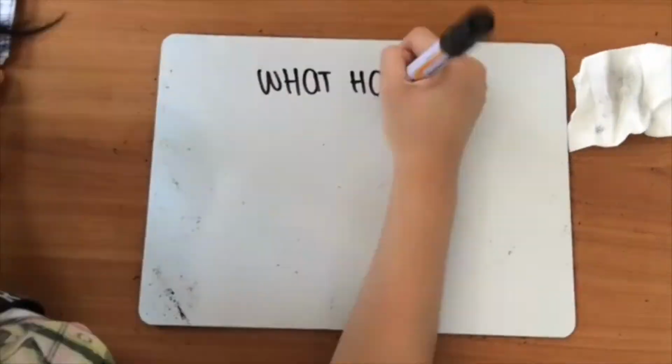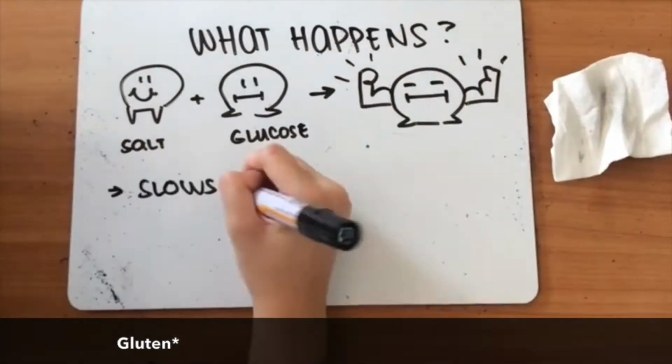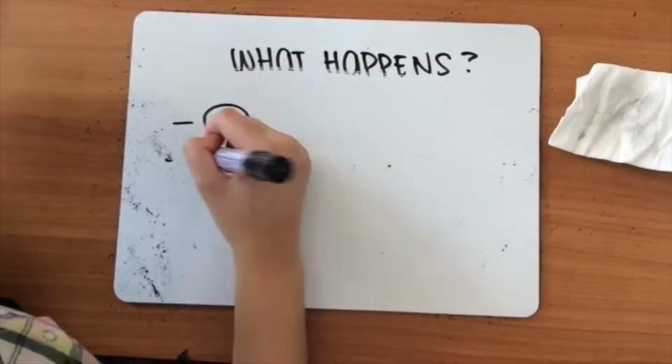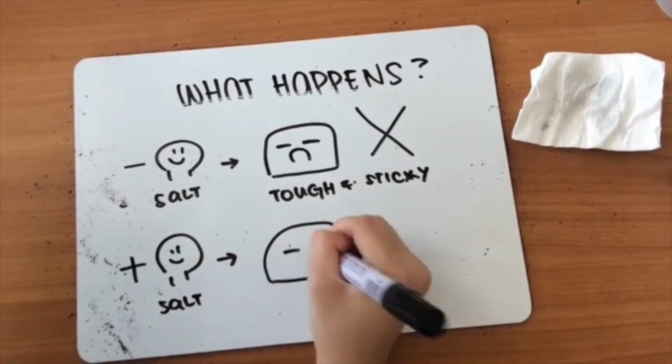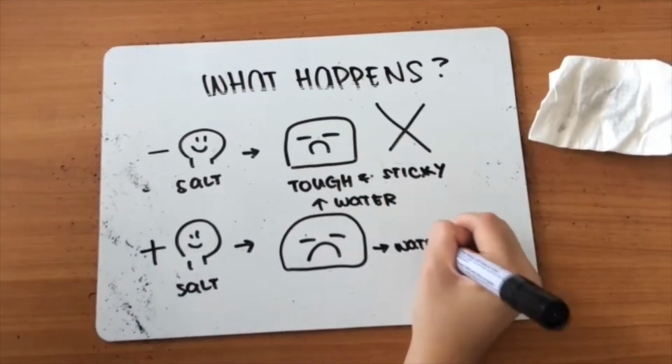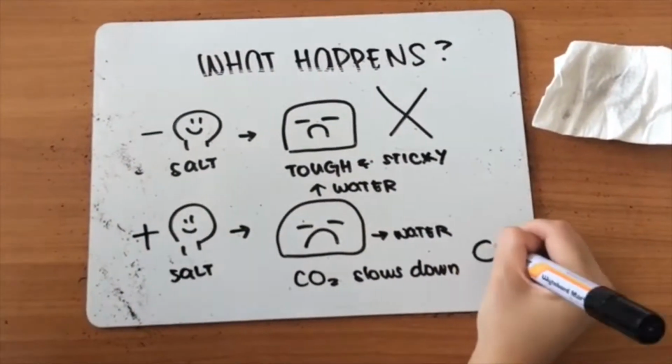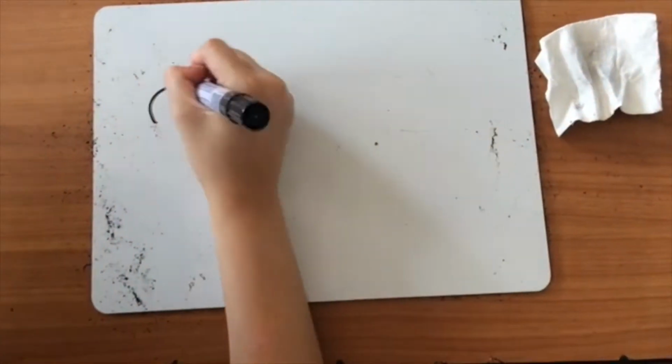So, what happens? Salt strengthens gluten, which slows down the enzymes, which catalyzes the breakdown of proteins. Too little salt and the dough becomes tough and sticky. Too much, and water flows out of yeast cells by osmosis. Nutrients are lost, and production of CO2 slows down.